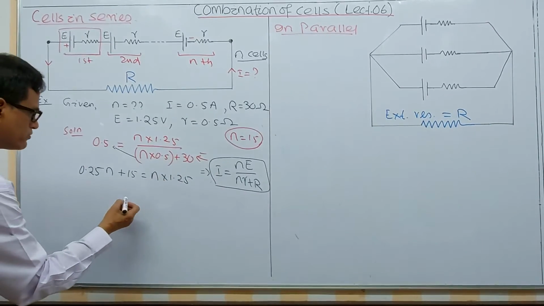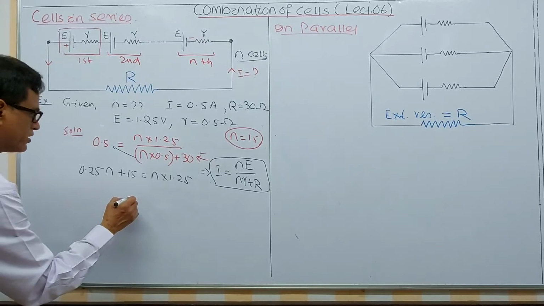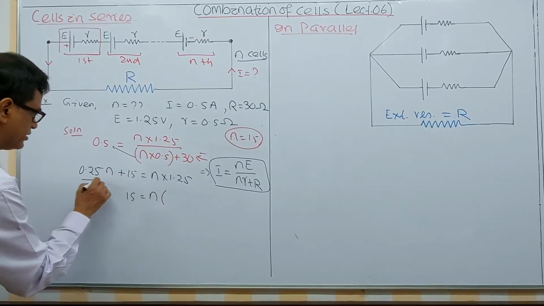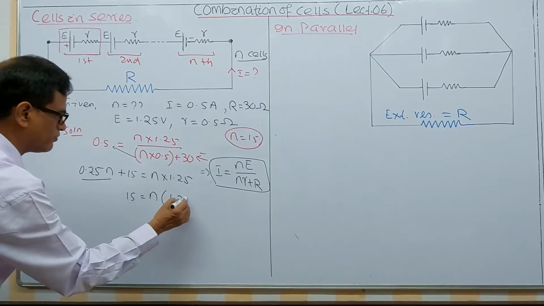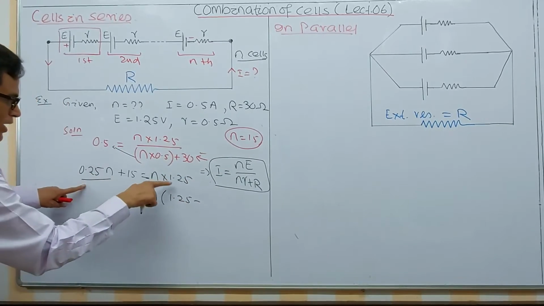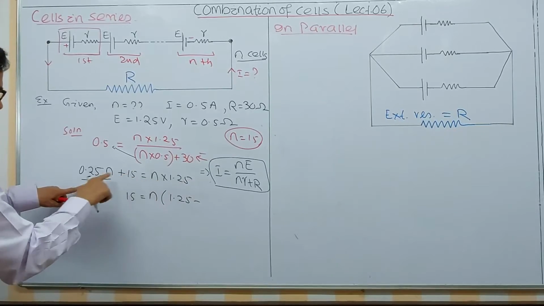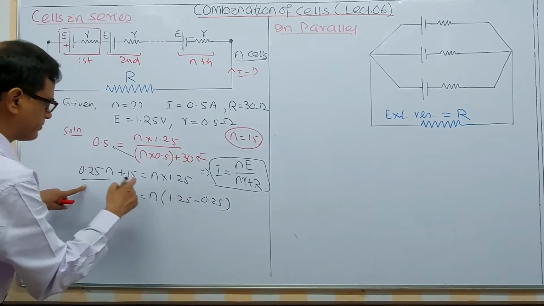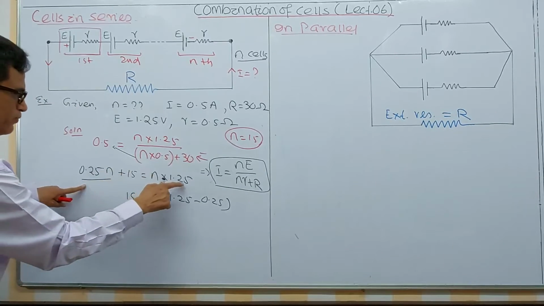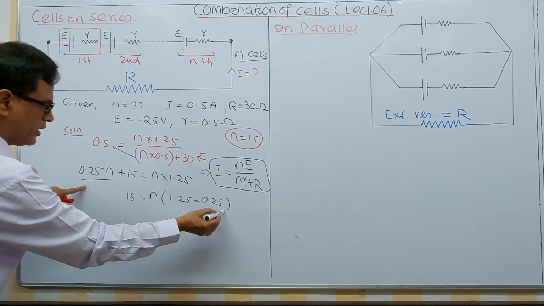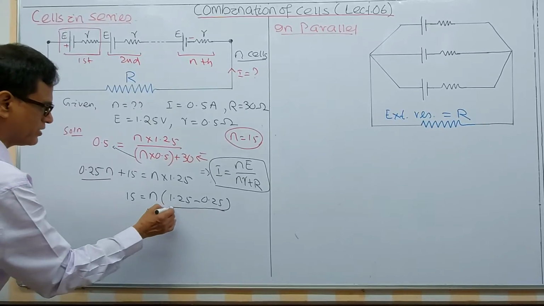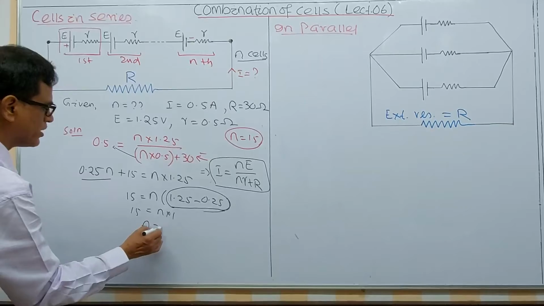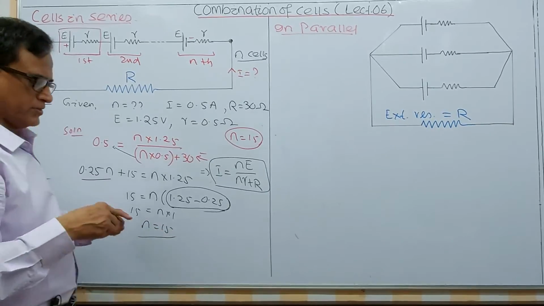Now here also some students felt some difficulties. Now here 15 is equal to N. I am taking this one to the right-hand side, 1.25 N minus 0.25 N, minus 0.25. I am taking N common, 1.25 minus 0.25, and if you solve it, it is 1 only. N into 1 is 15, so N equals 15.